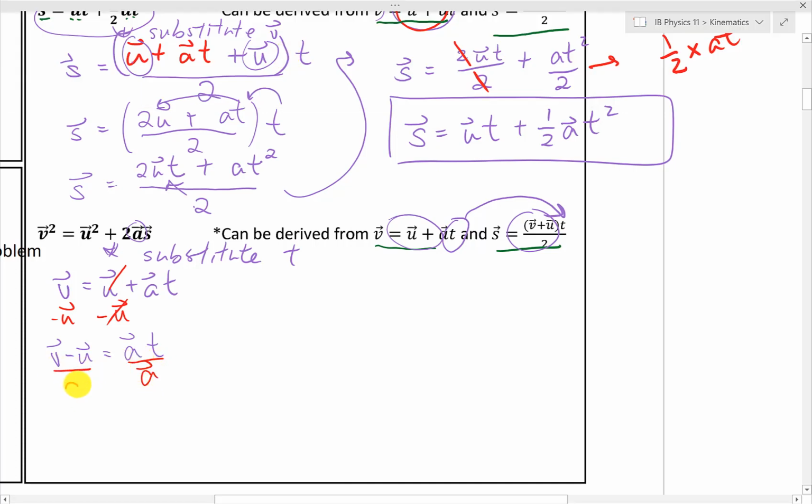Don't forget to divide everything on the other side of the equation by a, leaving me with t is equal to v minus u, all over a. So let's substitute this in here, in this other equation. Maybe I'll use red for that matter. So let's use this as red.